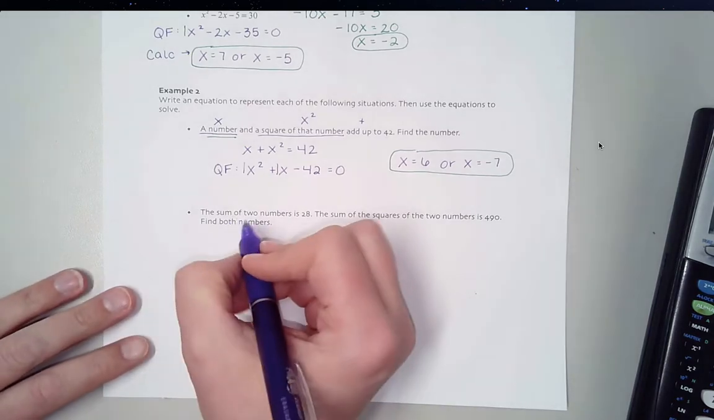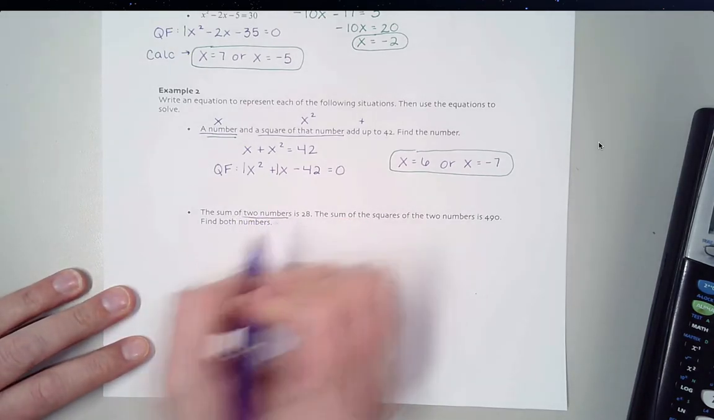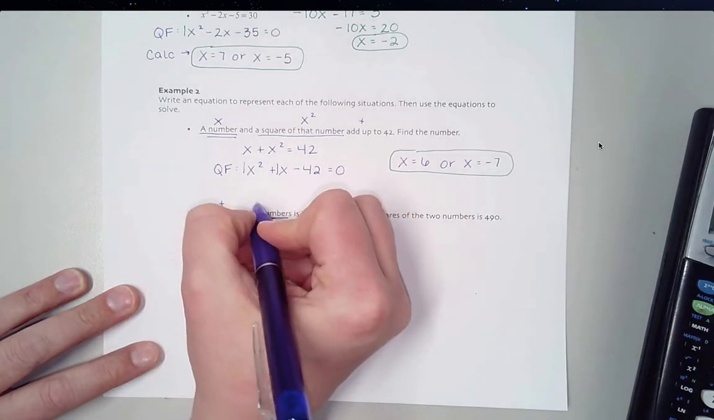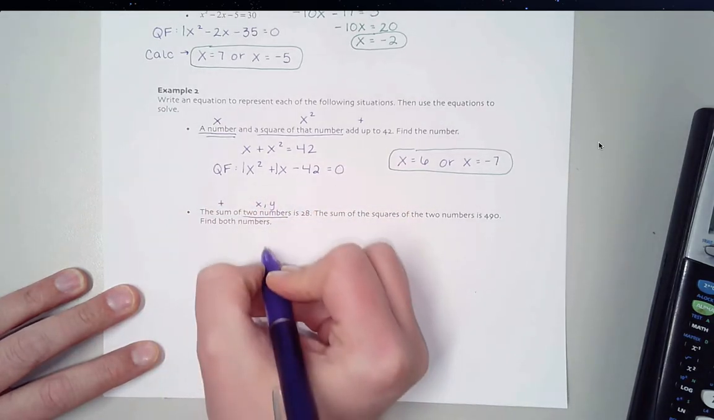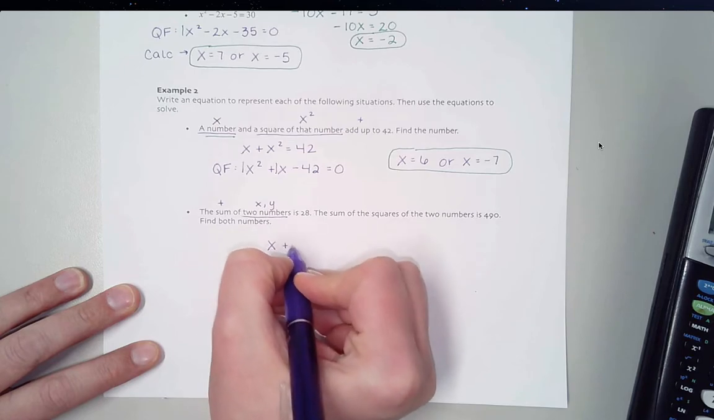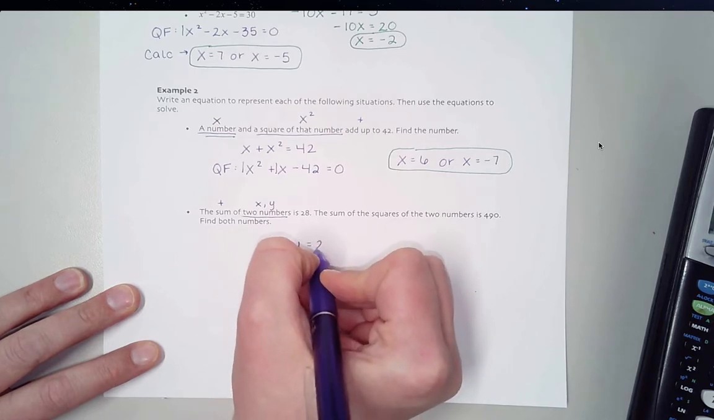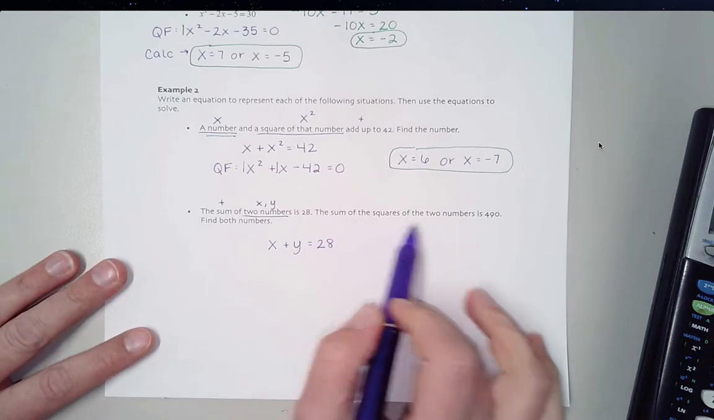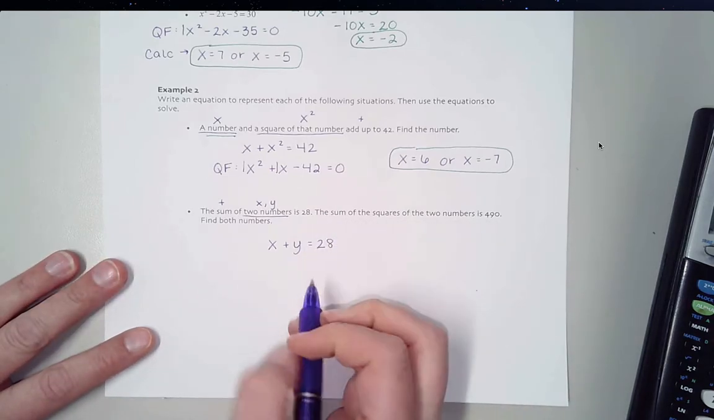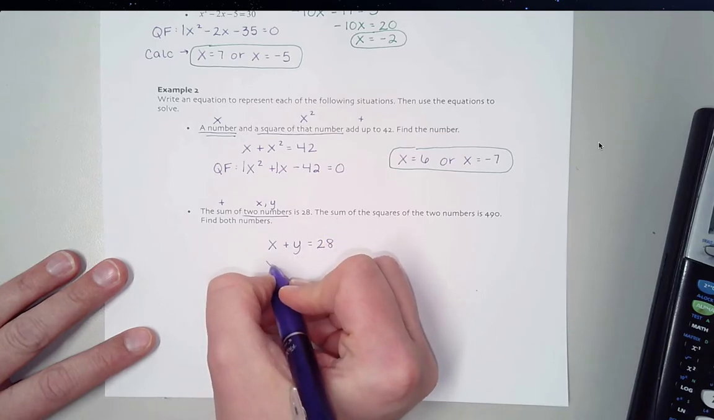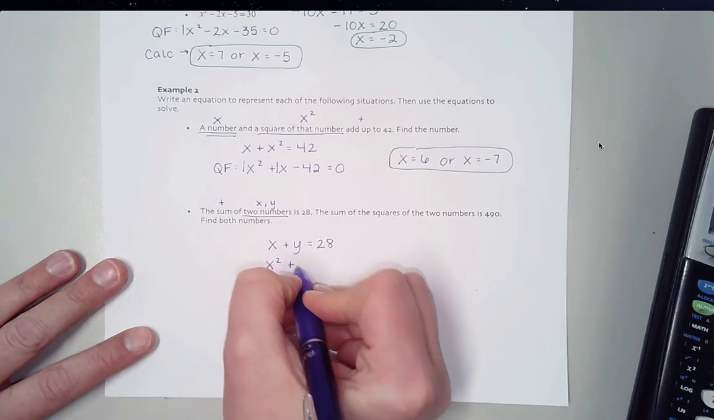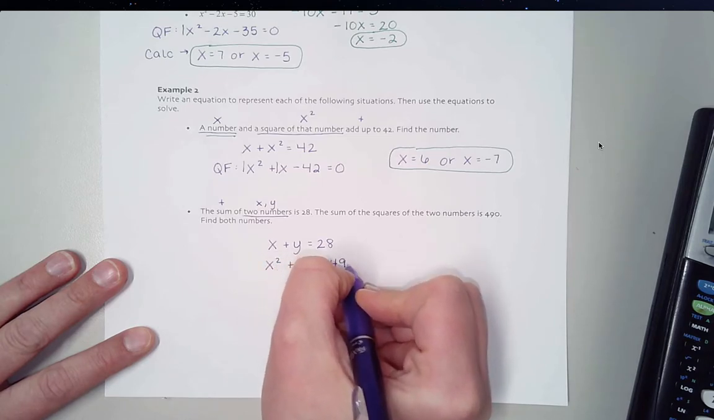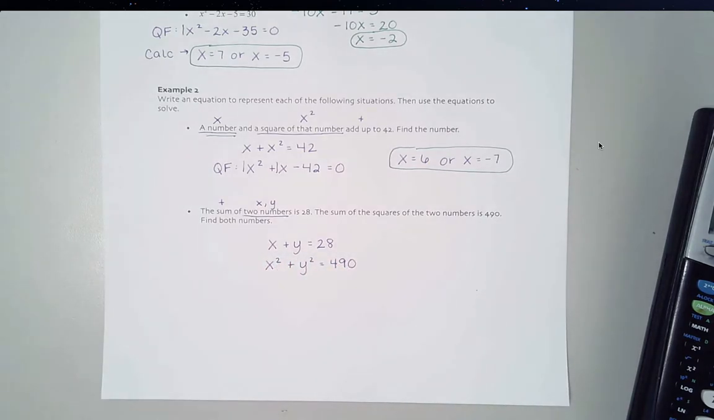This time we're working with two different numbers, so I'm going to incorporate x and y. And sum means add. So my first equation here is x plus y equals 28. This is actually going to be a system of equations. The sum of the squares of the two numbers is 490. So sum of the squares means I'm going to square the x and square the y and add them together and have it equal 490. And then we have to find the two numbers.